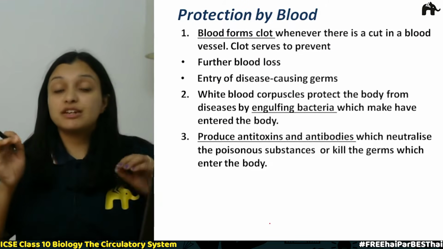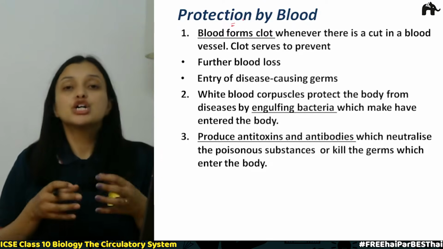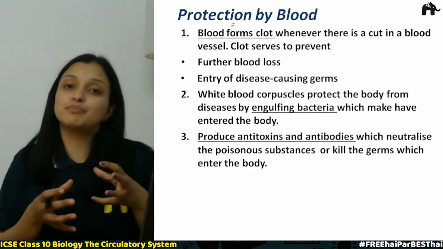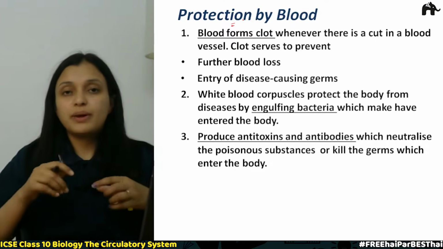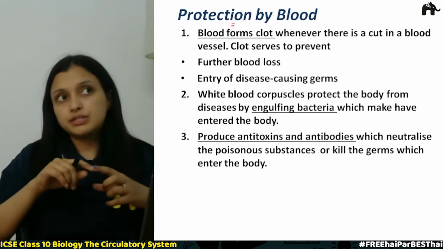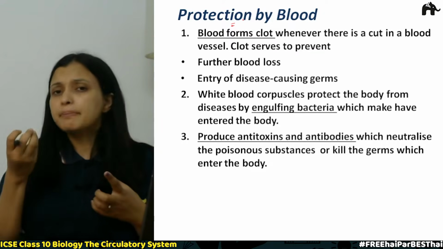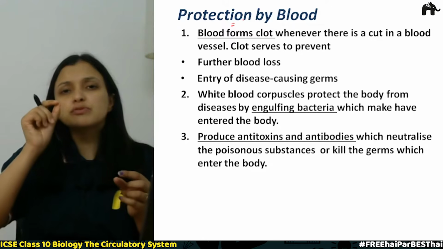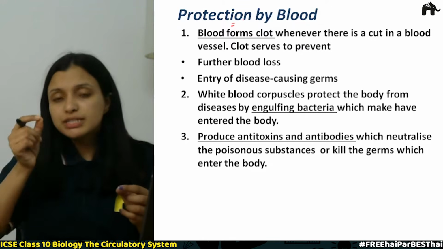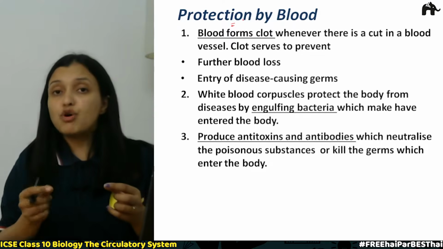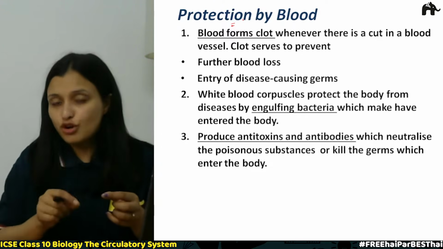Now the next main function of our blood is protection, right? How does blood help in protecting us? You must have seen that when there is a cut in a blood vessel, we see blood coming out, right? But after some time there is a formation of some hard substance which is called a clot. What is this clot? This clot is formed by blood itself. There are cells inside our blood which form this clot, right?